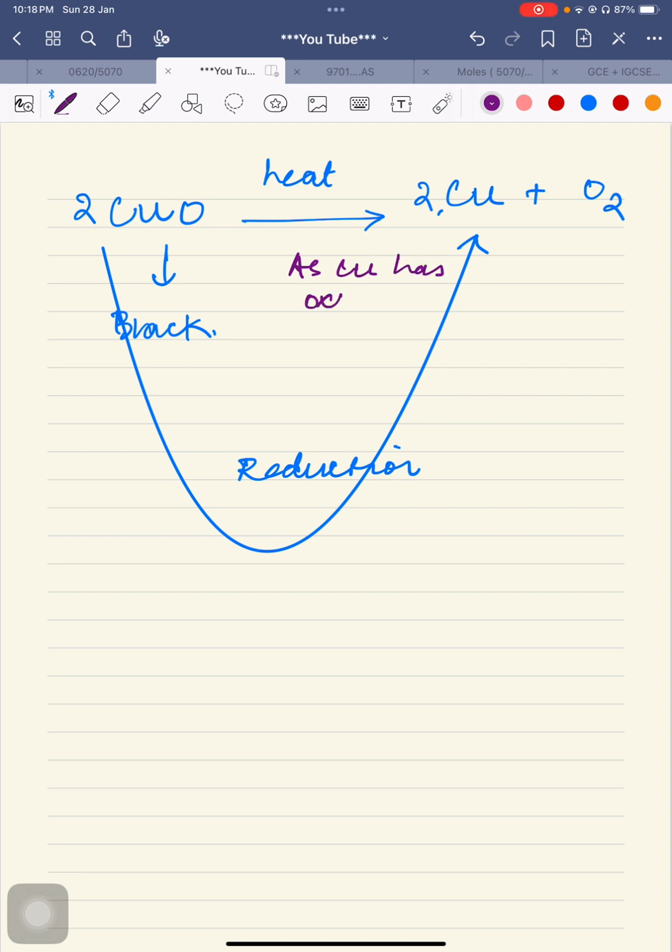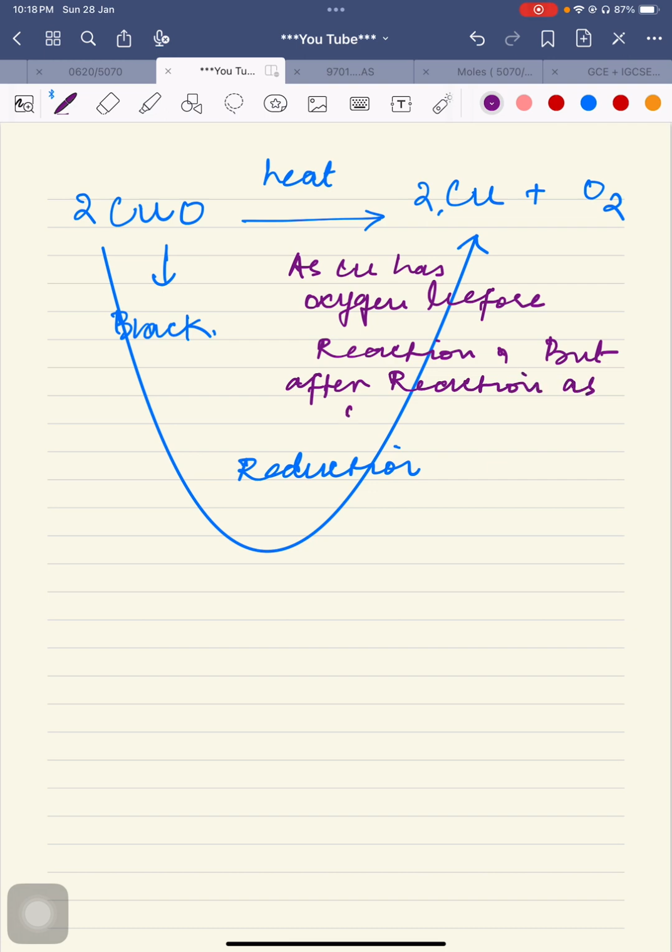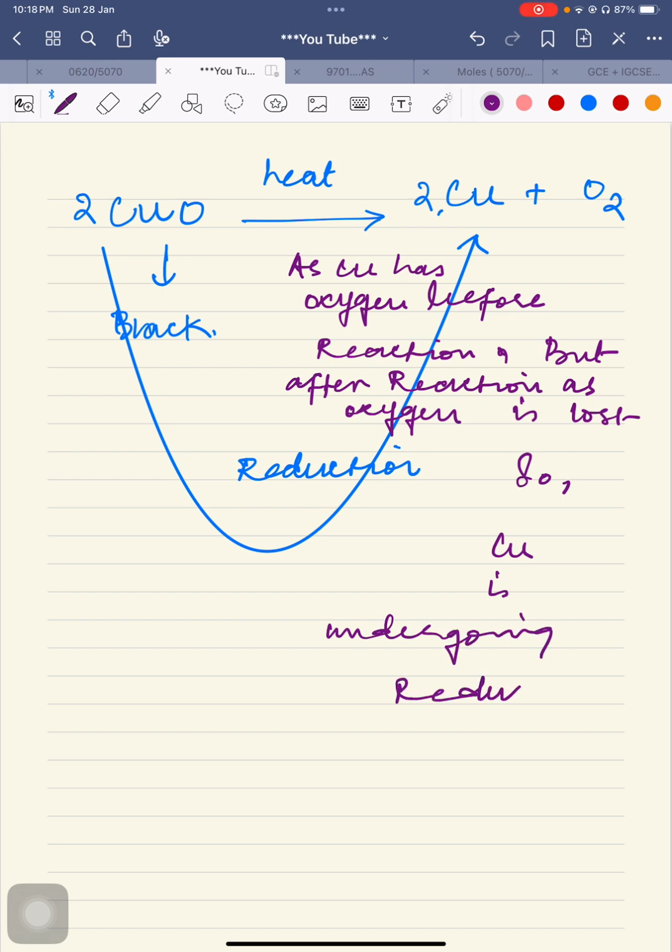As copper has oxygen before the reaction, but after the reaction, as oxygen is lost, copper is undergoing reduction. So here we cannot implement the definition of gain of oxygen, but here we can implement the definition of loss of oxygen regarding reduction.